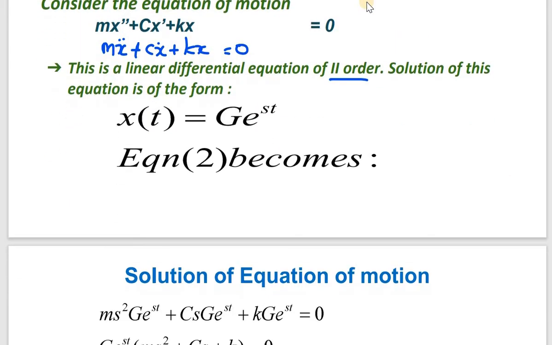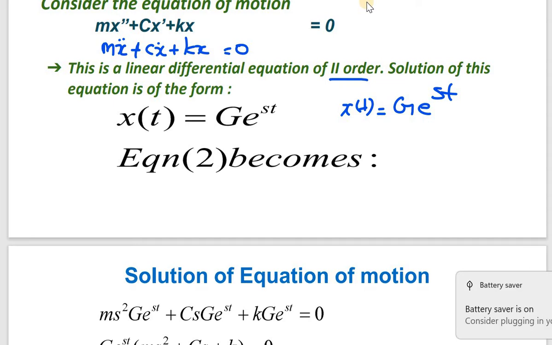Here you can see, according to mathematics, the general solution can be written like this. This x is a displacement, a function of time, that is a dynamic displacement. That is equal to, I am writing it as G e raised to st. That is a general equation. Now I am going to find out the solution of this equation. That is an important thing which we need to understand.